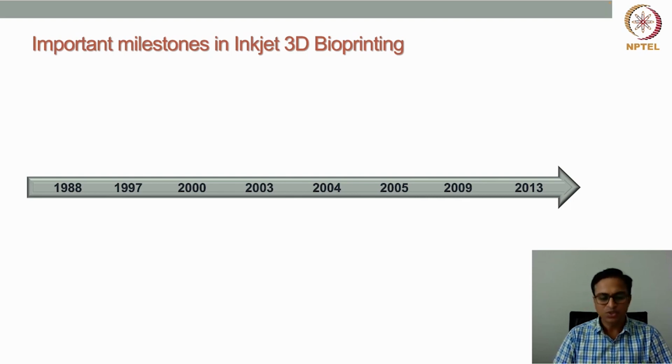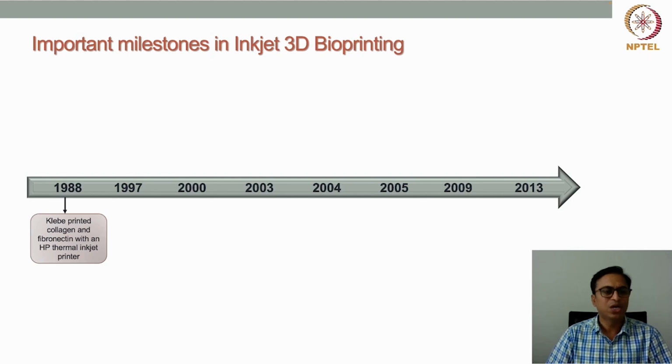So we'll see that. It started around 1988 when Klebe and his group first found out that the HP thermal inkjet printer can be very well used for printing biomaterials like collagen and fibronectin. That was the very first attempt of printing biomaterials or biomolecules with the help of an inkjet bioprinter.